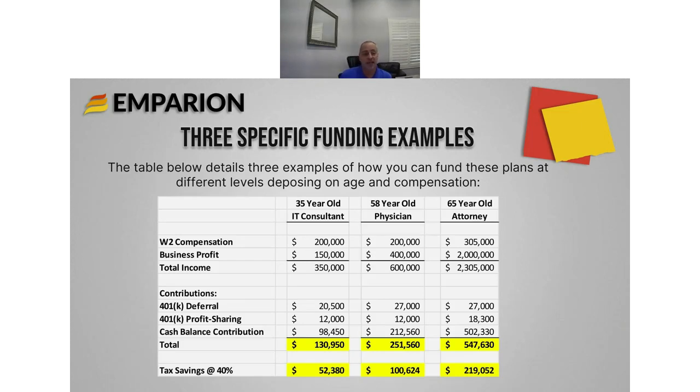The cash balance plan, because these plans are very much age and income driven, allows a 58-year-old to get a lot more in. So $212,000. The total contribution here to retirement plans is $251,000, and the tax savings here just over $100,000.